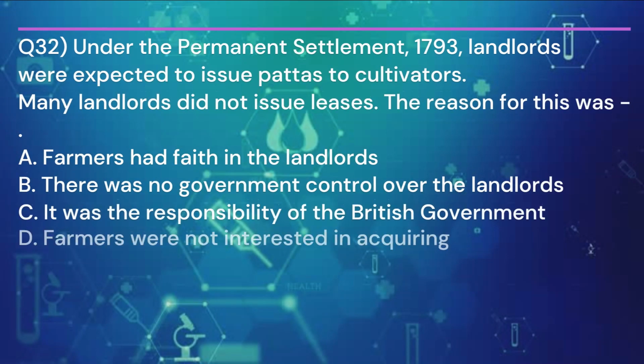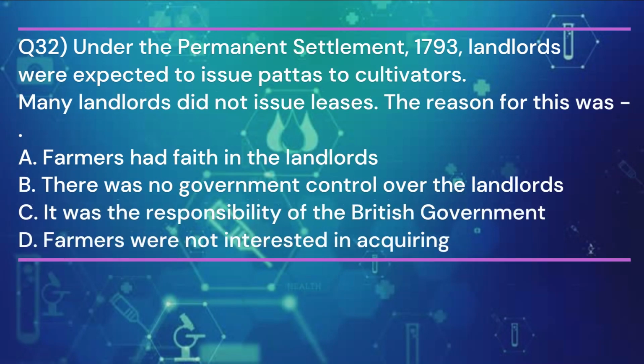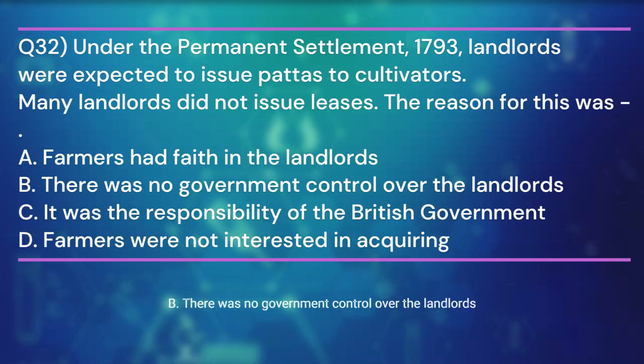Question 32. Under the Permanent Settlement, 1793, landlords were expected to issue pattas to cultivators. Many landlords did not issue leases. The reason for this was. And the answer is B. There was no government control over the landlords.